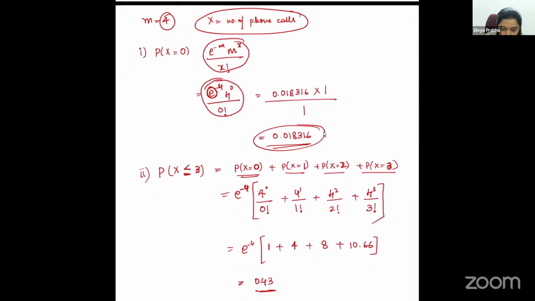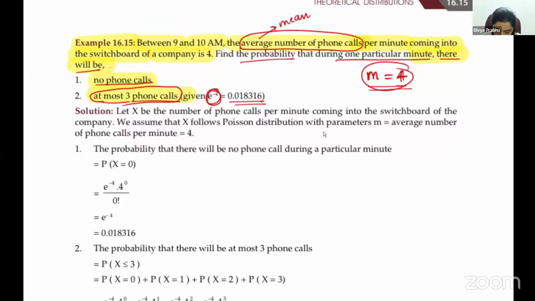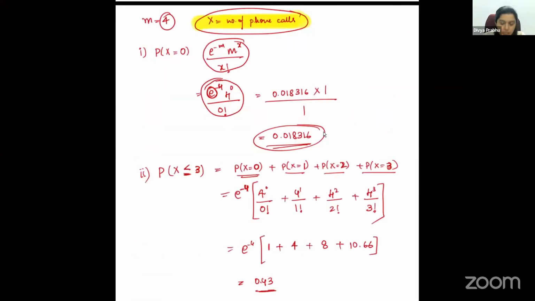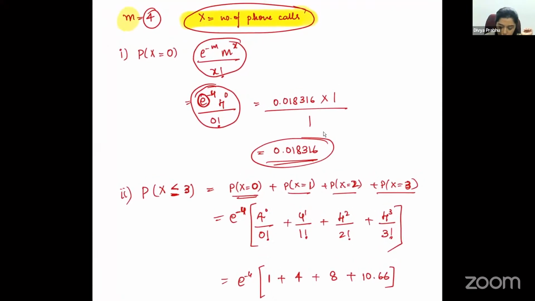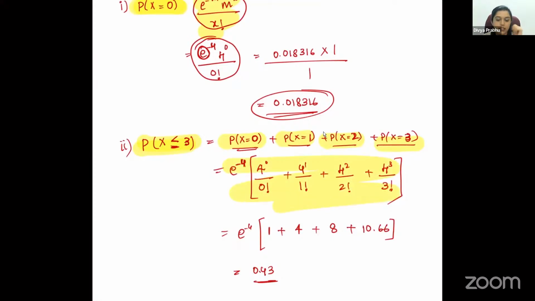Always define X, which is nothing but what is asked in the question. That is, no phone calls, at most 3 phone calls, which means X is equal to number of phone calls. That is what is asked. Now they said average number of phone calls. So average means mean. So m is equal to 4. Correct? Then the first question is saying where there will be no phone calls. So X is equal to 0. Apply the formula. At most 3 phone calls, which means maximum 3, which can be less than 3, but maximum should be 3. So I start from 0, 1, 2 and 3. Apply the formula here. We'll get the answer.